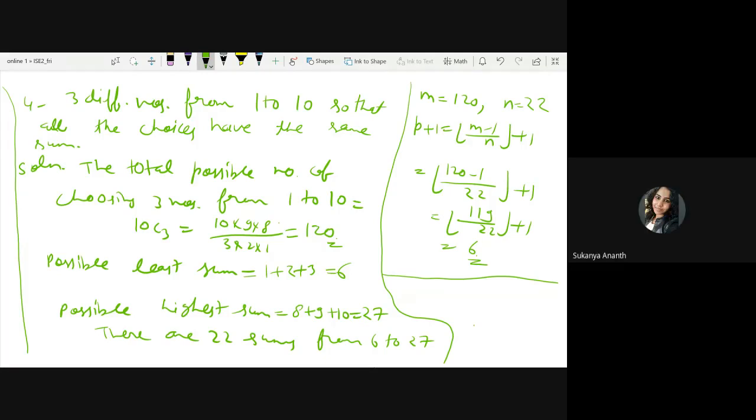Ma'am, I didn't understand how you got 22, ma'am. N is equal to 22. That one, can you explain, ma'am? This was the least sum, 6. This was the highest sum, 27. Count the numbers from 6 to 27, including 6. Count. Understood. 22. Yes, ma'am. Okay.